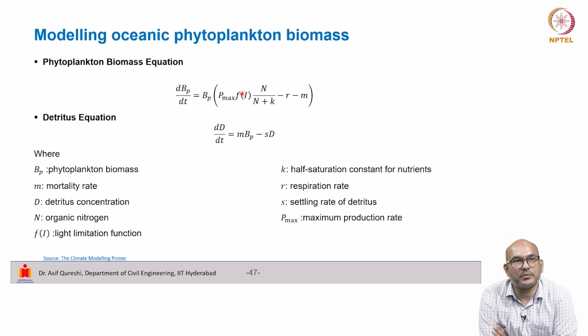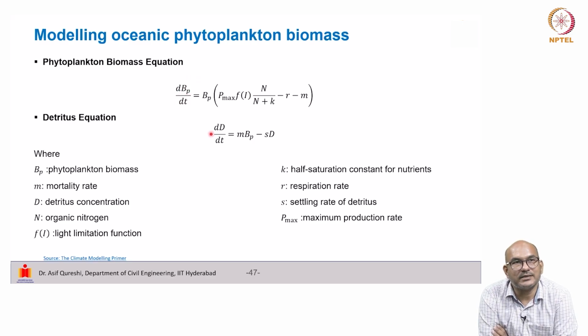So, this is the production definition in a way: maximum rate multiplied by a limitation for light, multiplied by a limitation for nutrients. So, this is the actual production, minus respiration. Respiration leads to a decrease in biomass, minus mortality, because the phytoplankton will die. So, there is mortality. This whole function will then lead to the calculation of the evolution of biomass.